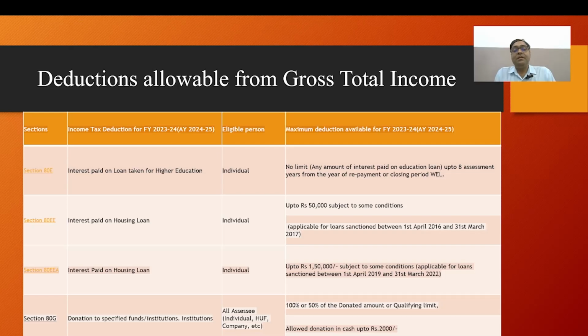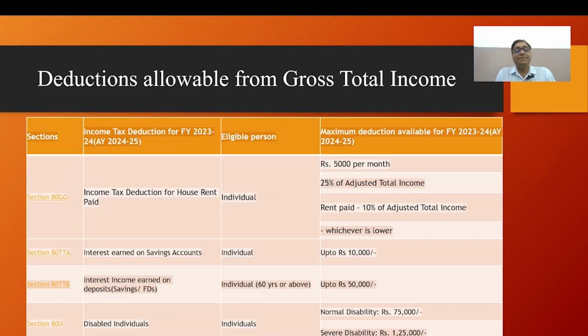Now the remaining section is section 80GG, which is the income tax deduction for HRA. We will discuss the old regime and new regime changes. The eligible person is an individual.